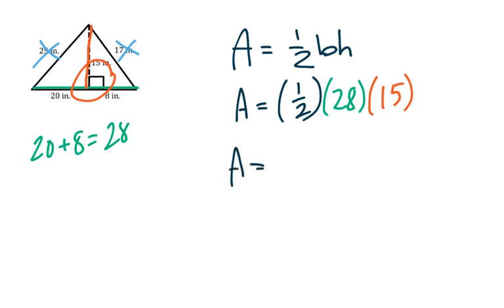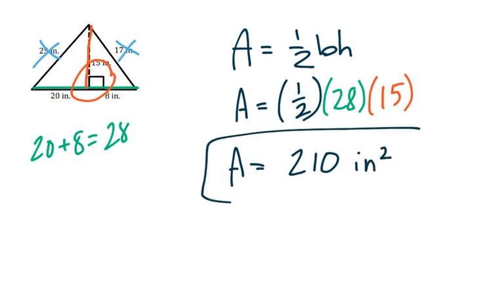When you go to multiply those, 1/2 times 28 is 14, 14 times 15 is 210. Your units are going to be inches squared. They're squared because you're measuring the area, so that gives me a squared unit.